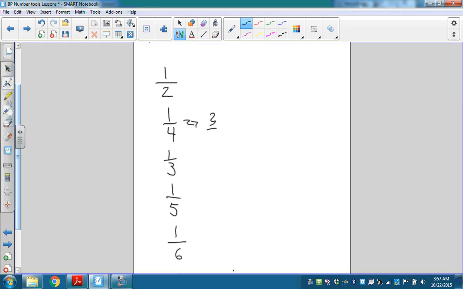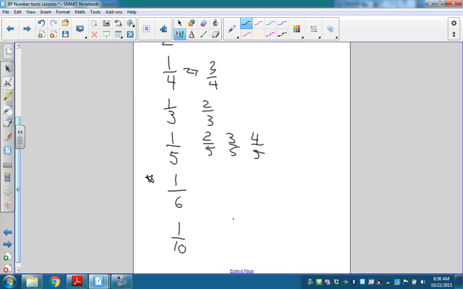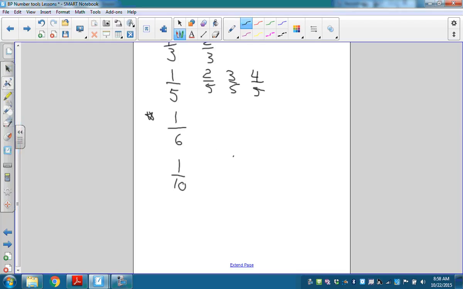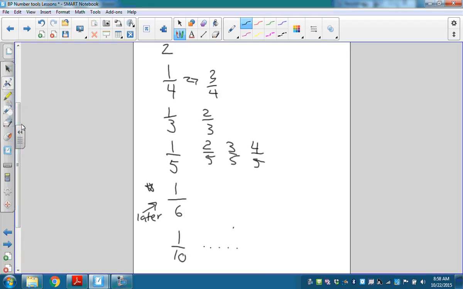So 3/4, 2/3, 2/5, 3/5, 4/5. The sixths are not going to happen today, but eighths are. So that's later. Anything with a 10, so 2/10, 3/10, 4/10, and so on. And anything with an eighth, 2/8, 3/8, and so on. So your benchmark fractions are things with denominators that have 2, 3, 4, 5, and 8.